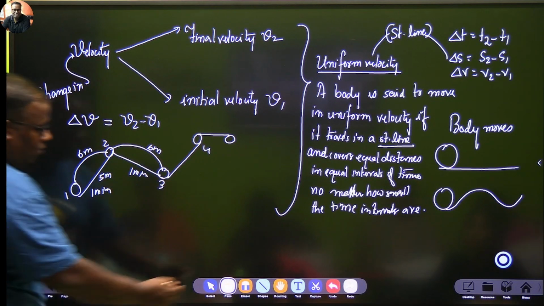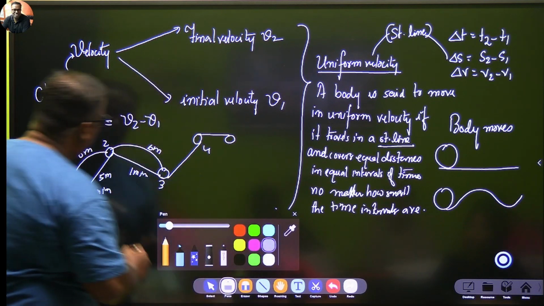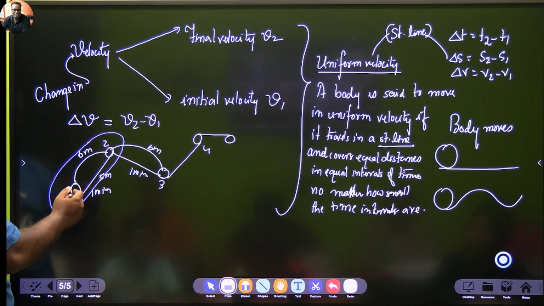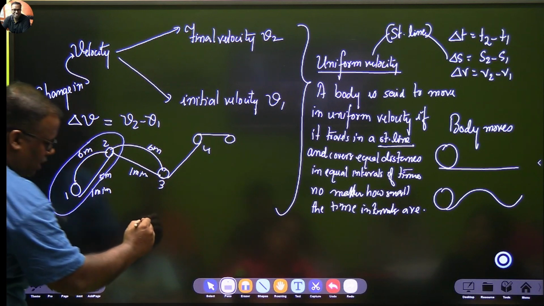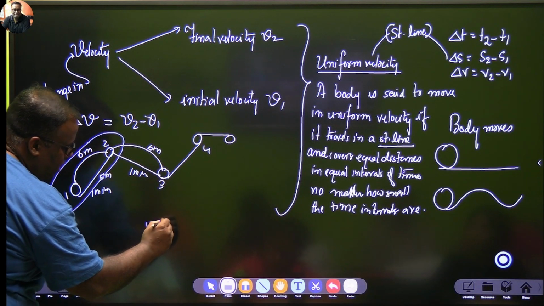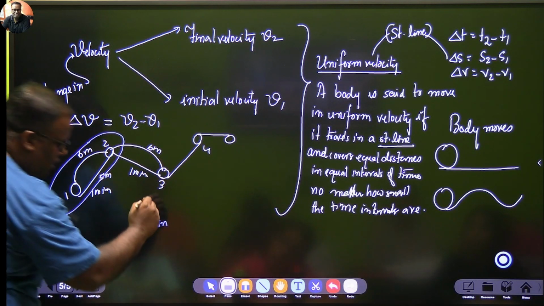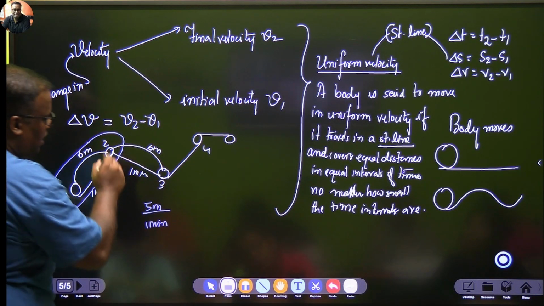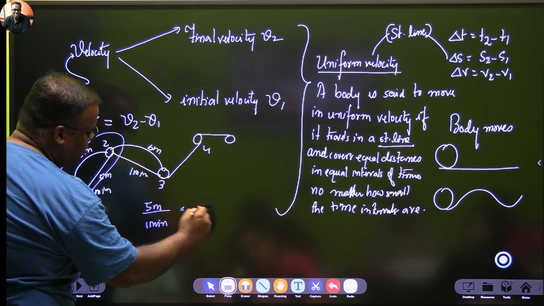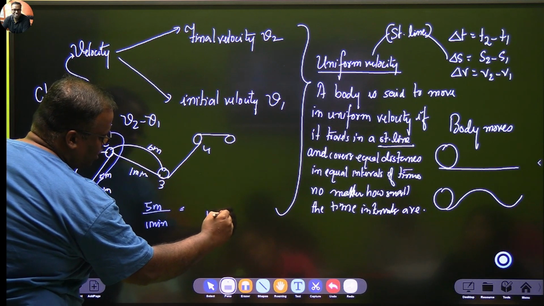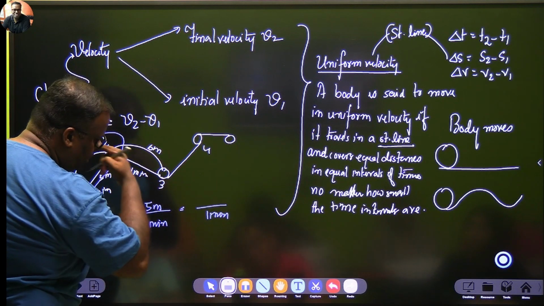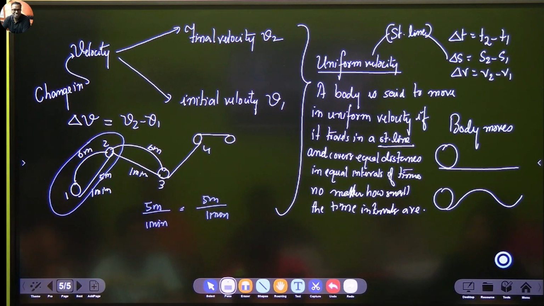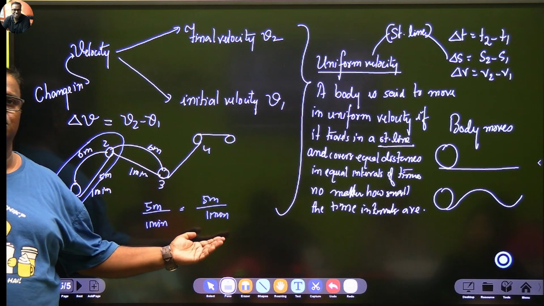So we are trying to say that our body, let's say we analyze the motion only between 1 and 2. So we ask, how much time did it take? Sir, it took a time of 1 minute. How much was your displacement? Sir, 5 meters was my displacement. Okay, let's analyze between 2 and 3. How much time did you take? Sir, I took 1 minute. How much was the displacement between 2 and 3? Sir, 5 meters. So now the body is in uniform velocity.